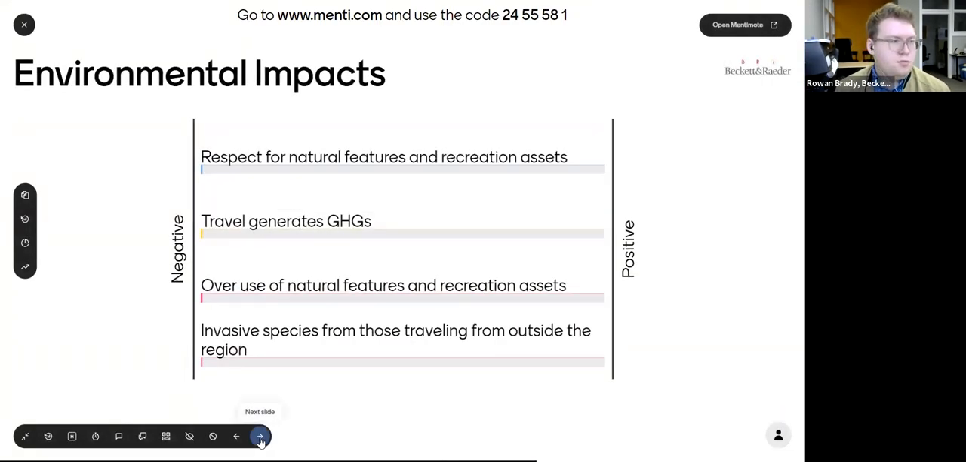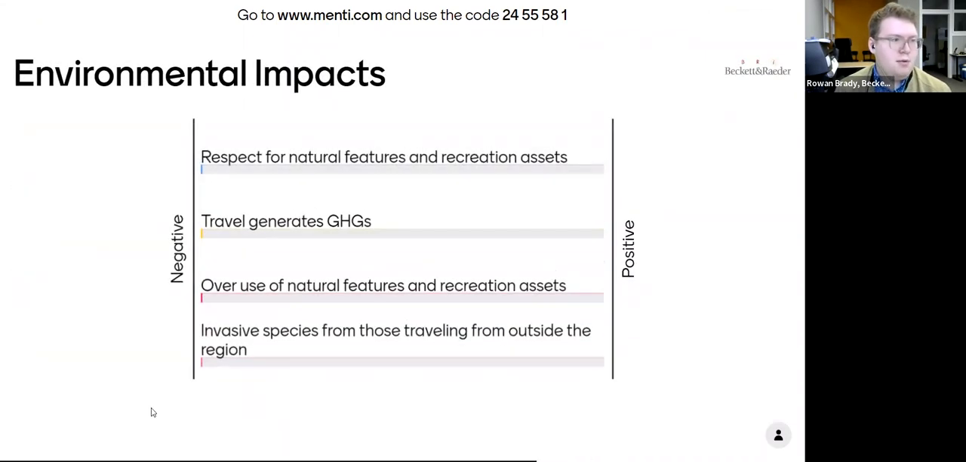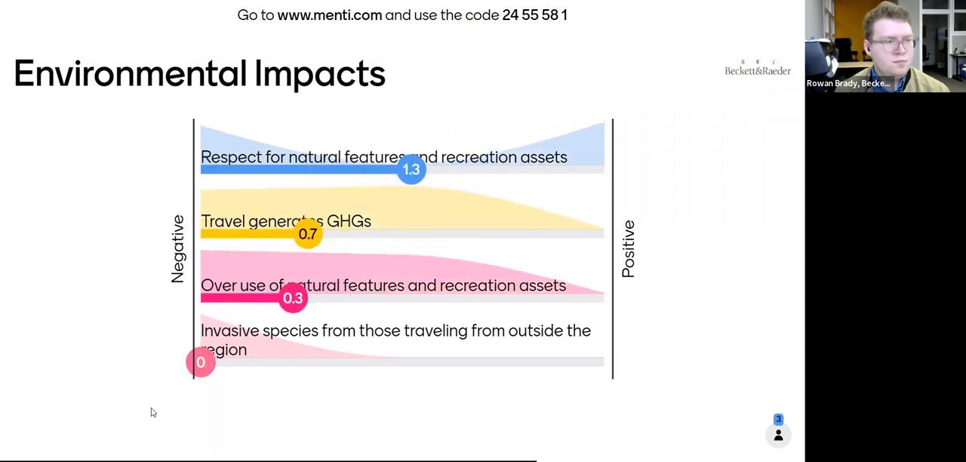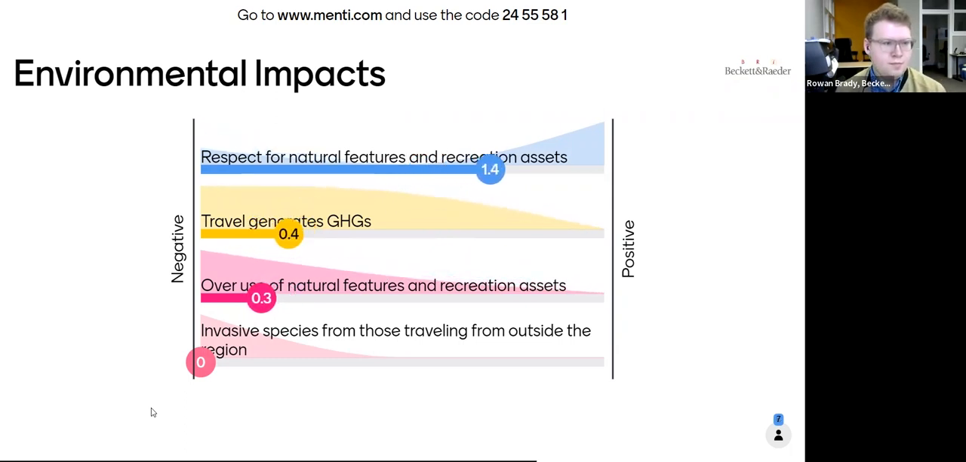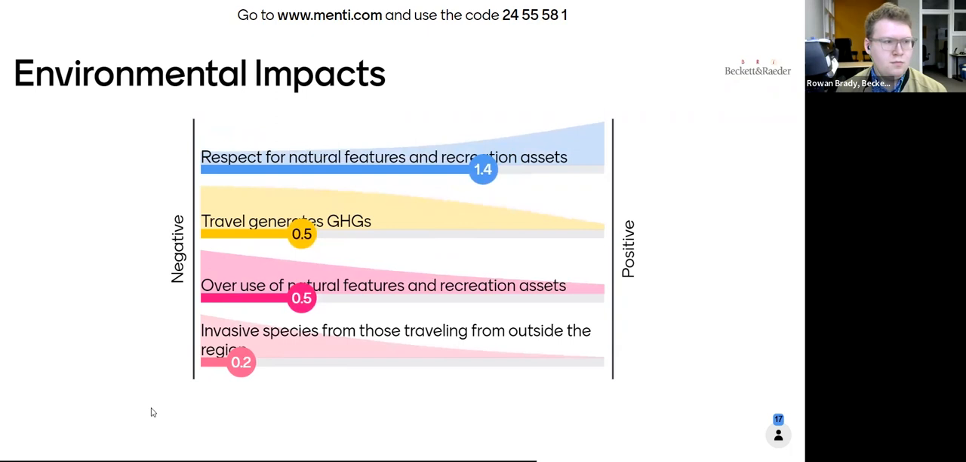Thinking about these four stages, oh wait, I guess we missed a slide. Sorry about that group. If we briefly want to rate these environmental impacts from negative, neutral to positive. Sarah, if you want to go to the next question.